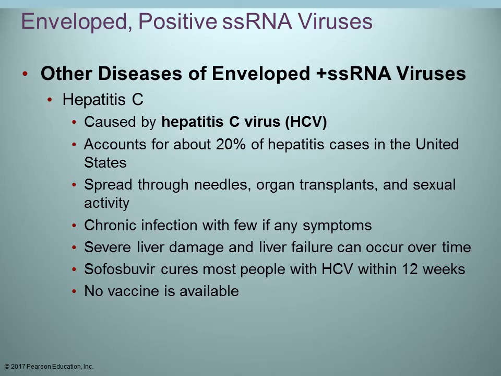Hepatitis C, so this is another one of the hepatitis viruses. This is a positive single-stranded one. This is spread by needles, by sexual activity, and by organ transplants if the transplanted organ was contaminated. It becomes a chronic infection, so long term, and can result in severe liver damage and ultimately liver failure over time. Right now, there is no vaccine available.